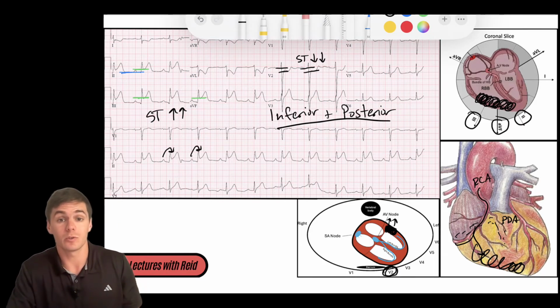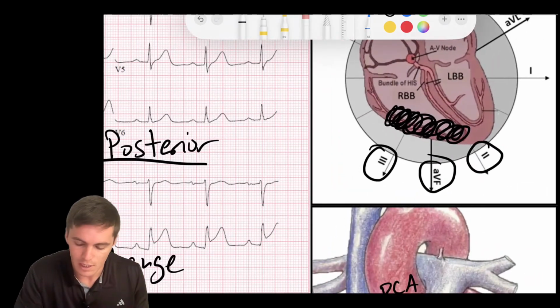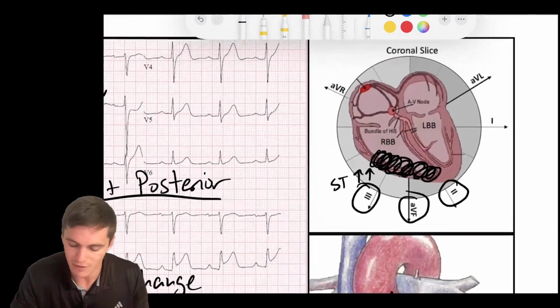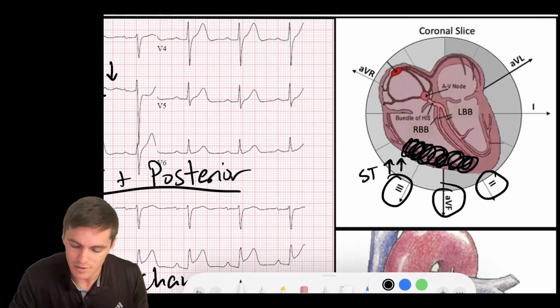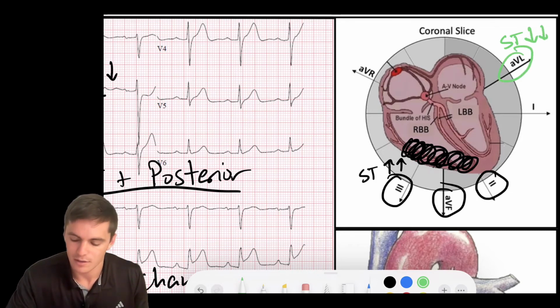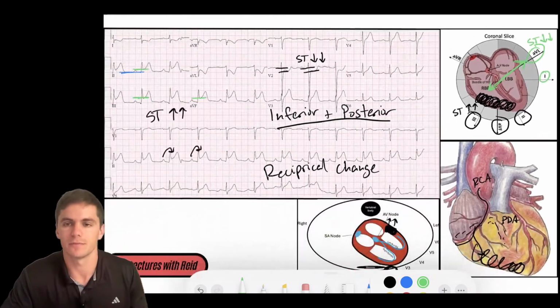Well, the last thing we can do is we can look for reciprocal changes. So we need to look for reciprocal change. And I know that if I have ST segment elevation in my inferior leads, I should look opposite of those for ST segment depression in AVL. And a little bit to a lesser degree in lead 1, because AVL is better aligned with these inferior leads.